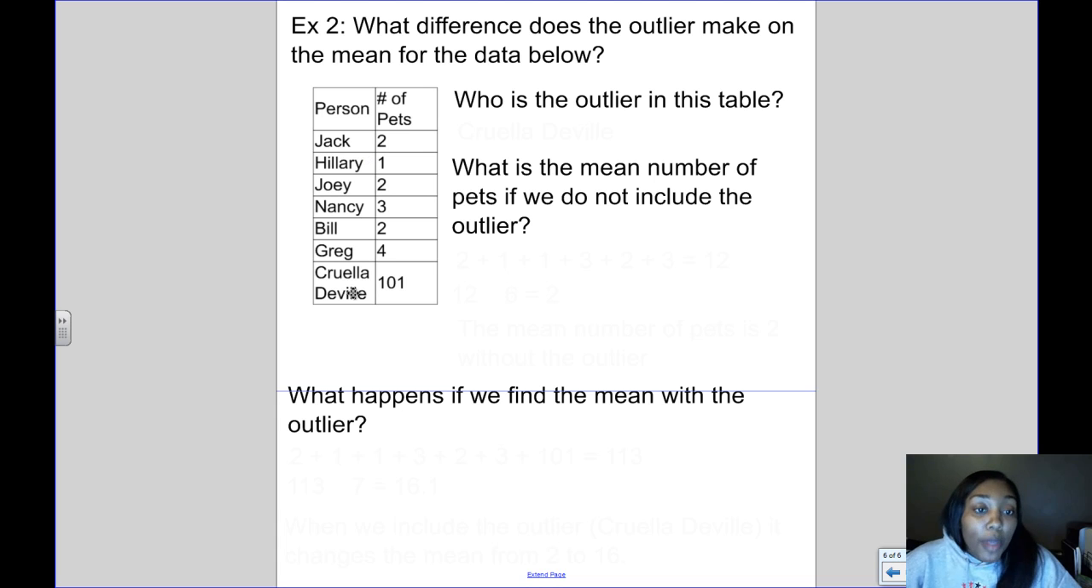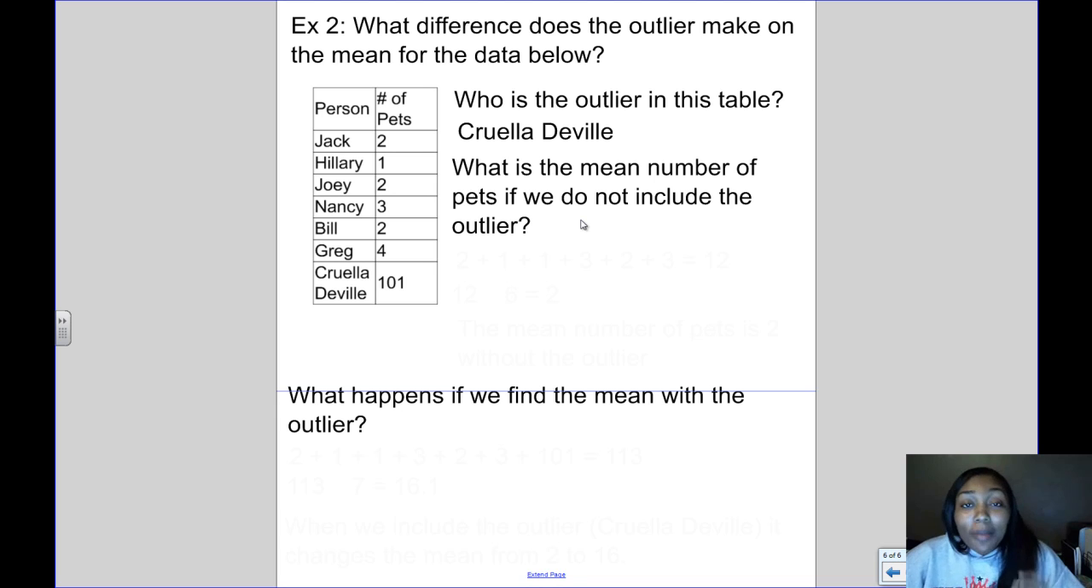So we have a list of people and then we have their number of pets. We see Jack has 2 pets, Hillary has 1, Joey has 2, Nancy has 3, Bill has 2, Greg has 4, and Cruella DeVille, and you guys know Cruella DeVille is from 101 Dalmatians. Well, Cruella DeVille has 101 pets. So who is the outlier in this table? Well, obviously the outlier is Cruella DeVille.